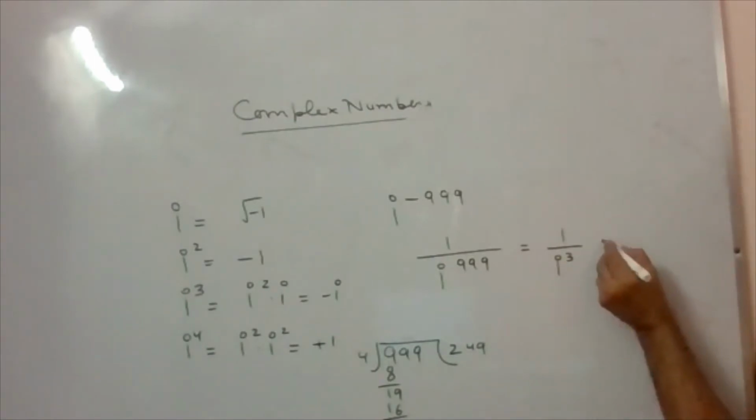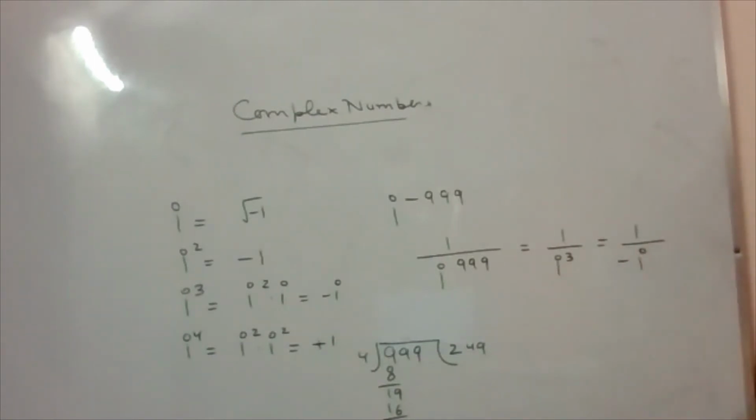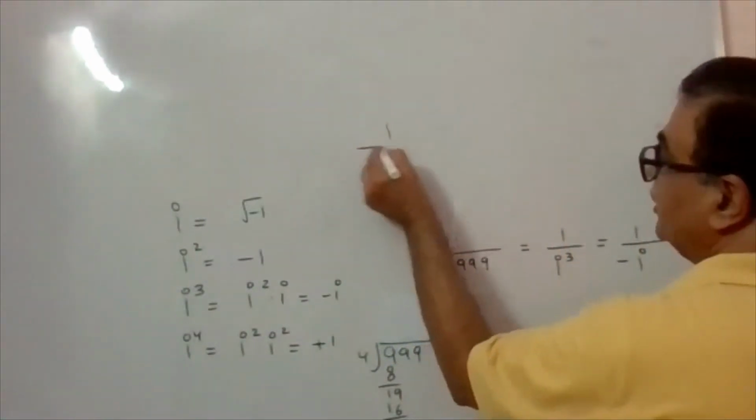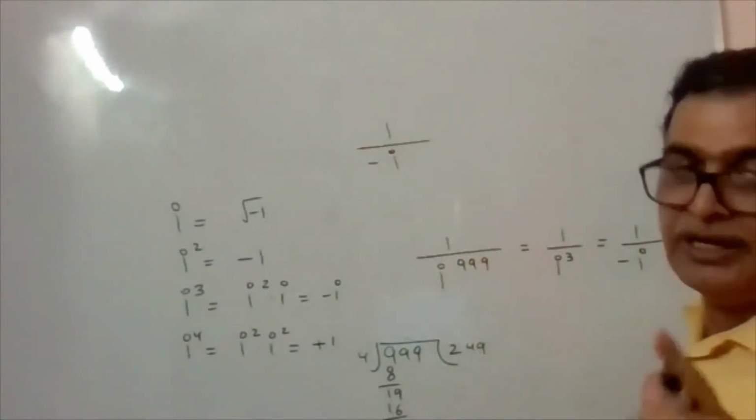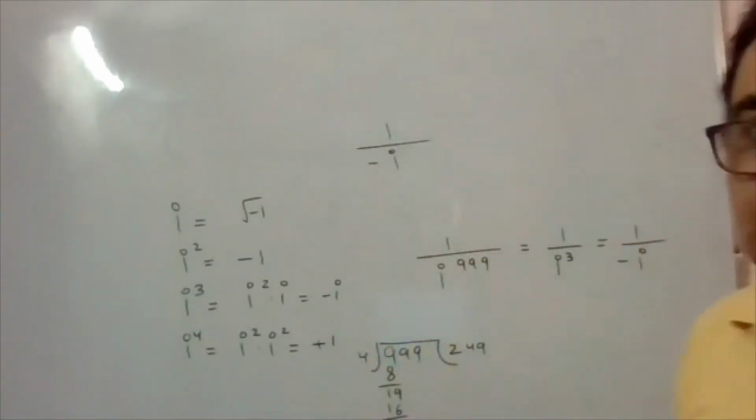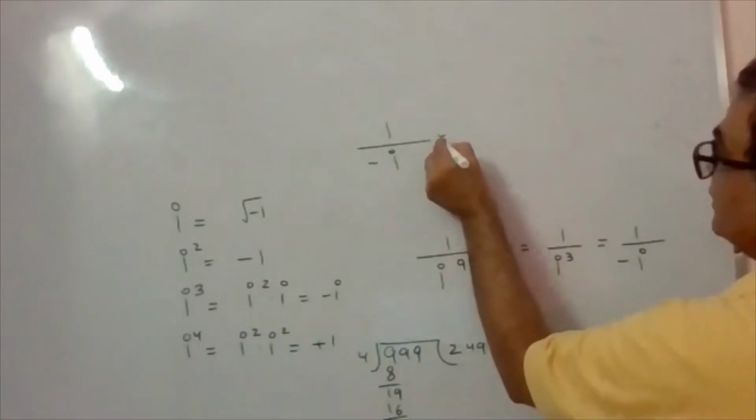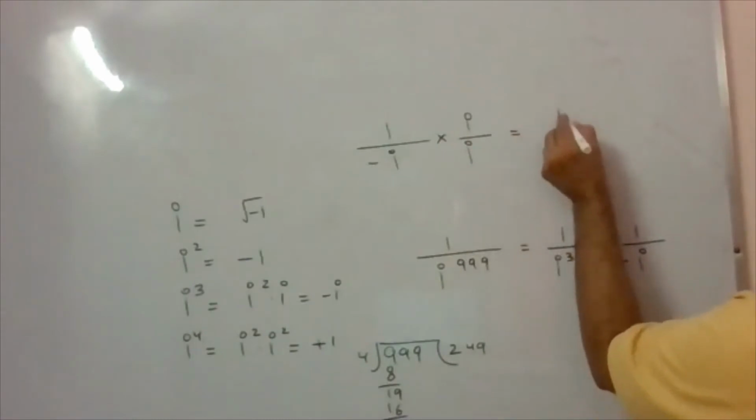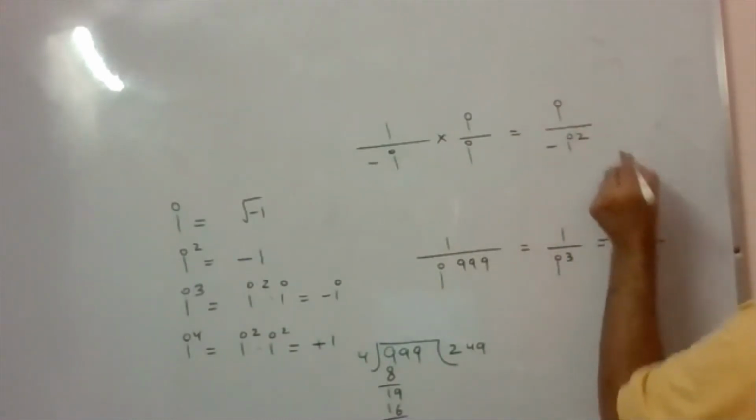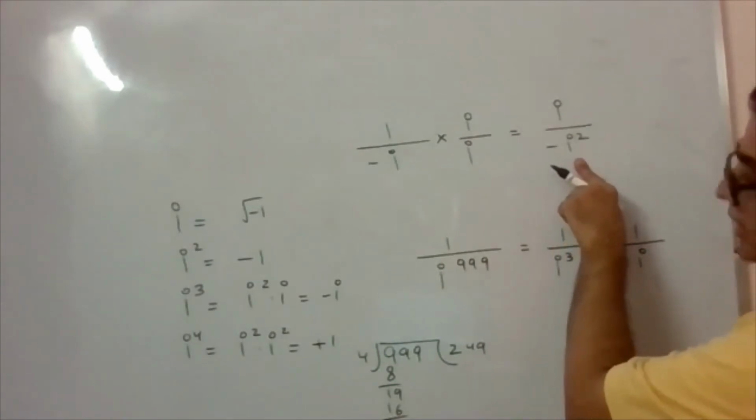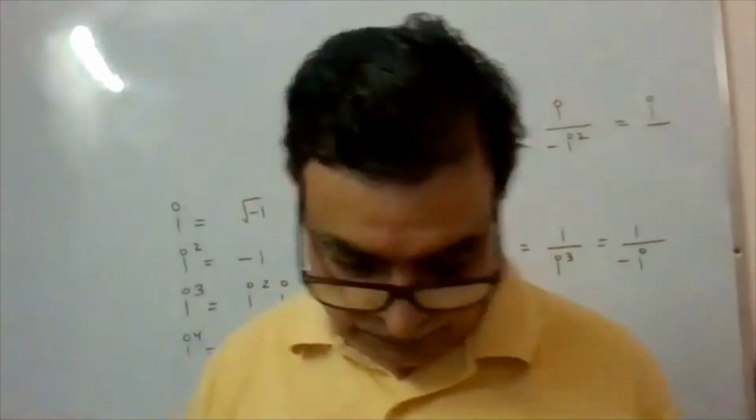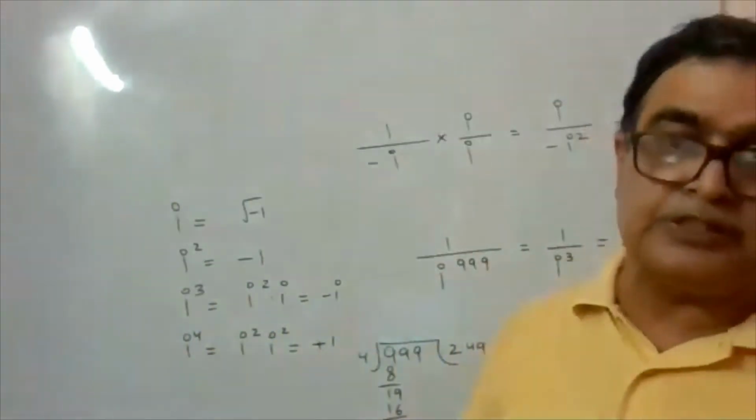When you have iota cube, what will I write here? 1 by minus of iota. And now one thing you should remember, that we never keep iota in the denominator, because it is actually the root of minus 1, and under root we have already decided that we are not going to keep it in the denominator. So 1 by minus iota, so I should multiply and divide by iota. When you solve it, it will come iota by minus of iota square. Iota square is minus 1, minus is already there, so it will be plus 1, so left is only iota. This way you can have the question.